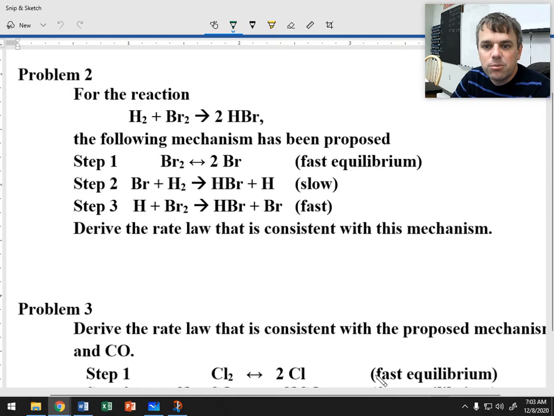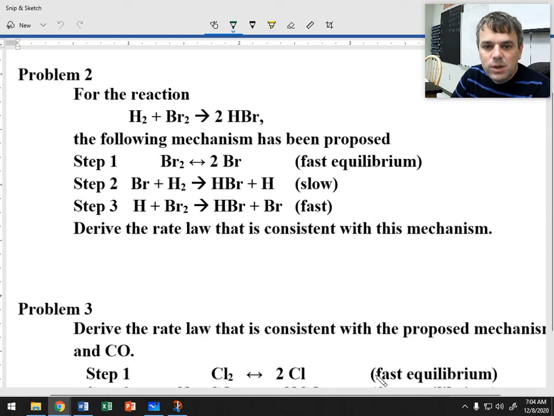the steady state approximation. Just to review things, the first thing I want to point out is that when trying to determine the rate law, you cannot just look at the overall reaction and say, hey, there's one hydrogen and one bromine, so it's first order in hydrogen, first order in bromine. You can only look at coefficients on elementary steps in a reaction.